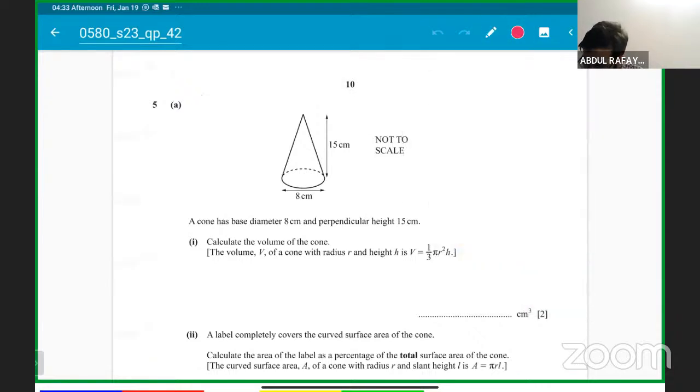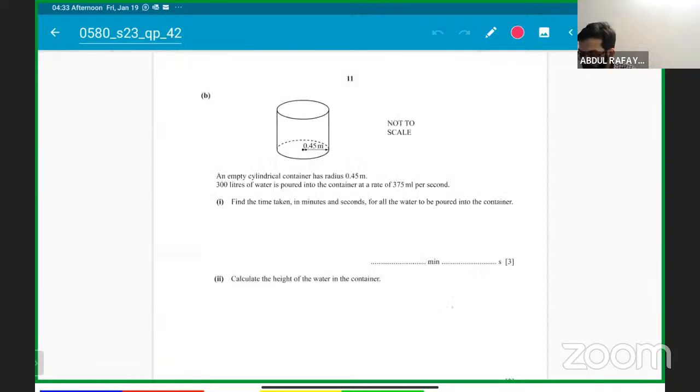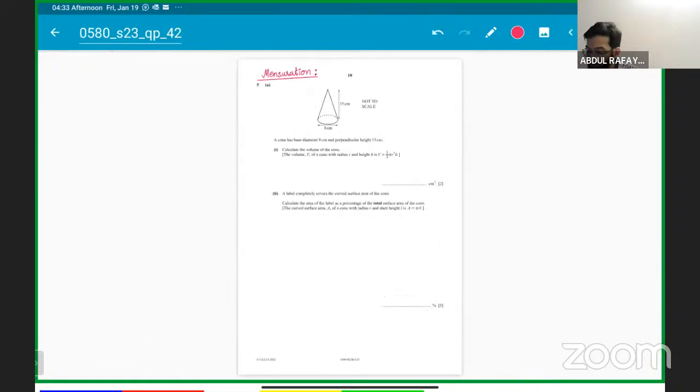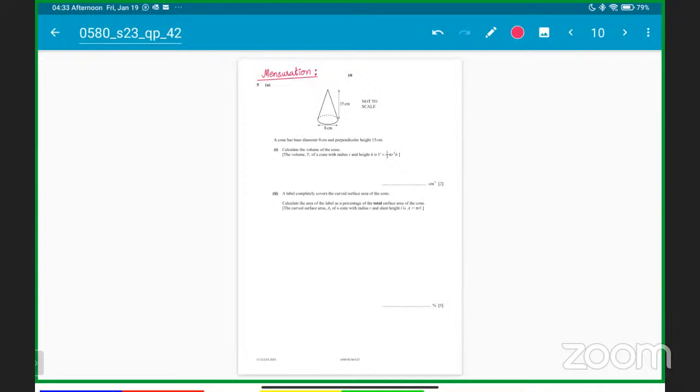Then we have question number 5, which is a very important and very good learning question, on the topic of mensuration, which covers 3D shapes, 2D shapes, area, volume, and perimeter. So let's talk about question number 5, that is about mensuration. Everyone there with me following? And it's also a huge question.